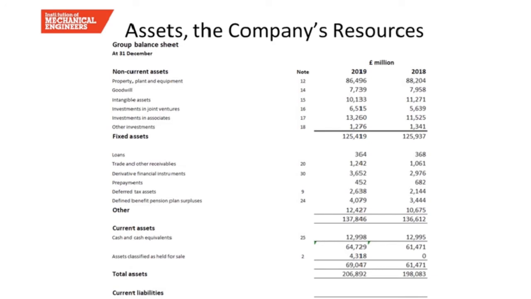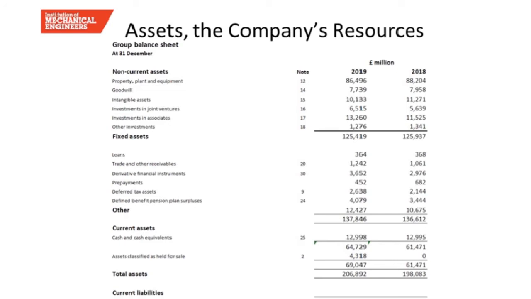So fixed assets then. We're looking at things like property, plant and equipment. You'll see that shortened to PP&E. Goodwill, this is where you bought a company. Intangible assets, this introduces an important thing. You'll see a column with notes on it. Notes are where the real information lies. So if you see a large number of intangible assets, £10 billion, what's that? Go and look at the notes and it will explain it.